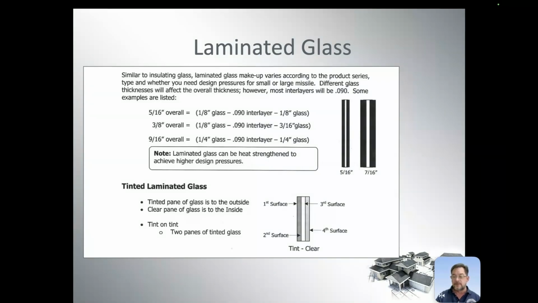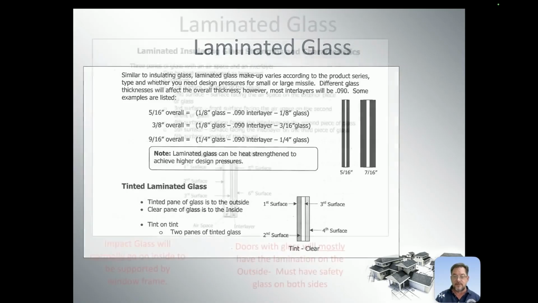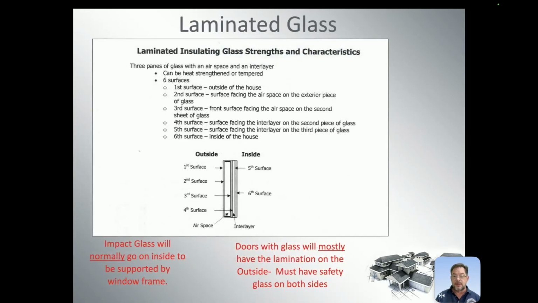So you can have different strengths, different thicknesses, different things like that. A lot of times if people say, hey, this is a laminated glass, it's got to be impact rated. Well, not necessarily. It could be a safety glass. We can use that in place of tempered glass in a door if we needed a tempered glass.